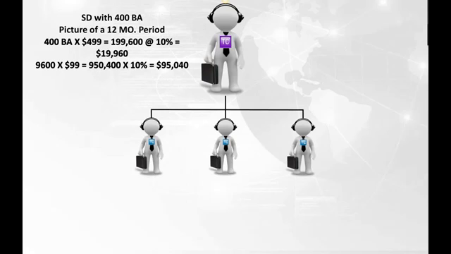Now, the average income on a sales director that grew it organically, it's also important to understand, grew it organically, not placed people, their average income is about 10%, and this is based on historical information from the company. So in a one-time purchase during this period, that would have generated $19,960 in income.